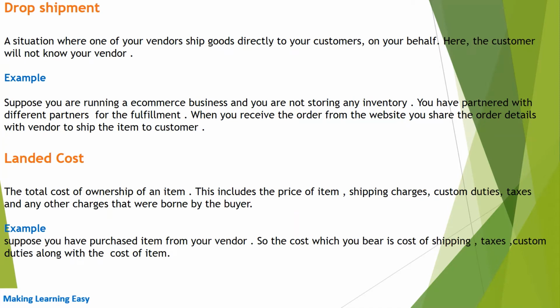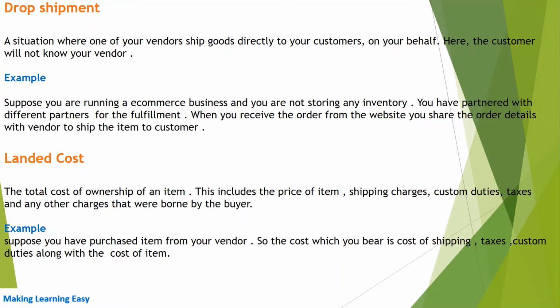Now let's see drop shipment. Situation where one of your vendors ships goods directly to your customer on your behalf. Here the customer doesn't know about your vendor. For example, suppose you are running an e-commerce business and you are not storing any inventory. You have partnered with different partners for the fulfillments. So when you receive an order from the website, you share the order details with the vendor to ship the item to the customer. So this is one of the models of business, drop shipment.